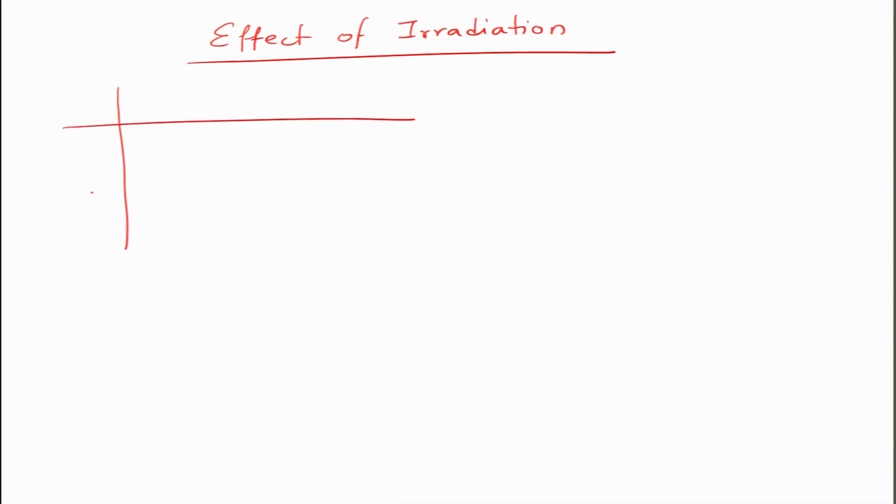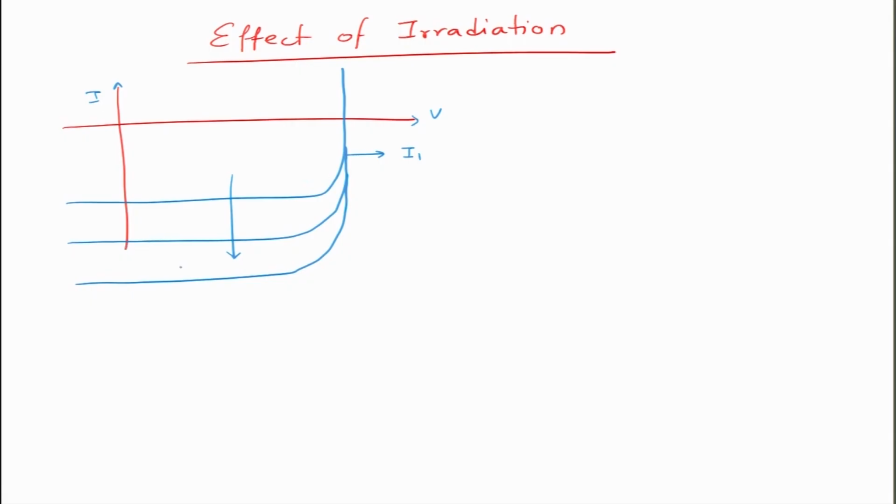Now we look at the effect of irradiation on this IV curve. So, let us say for a solar intensity I1, this is the IV curve you obtain. If you look at the equation, since the current is directly proportional to the intensity, if you increase the intensity, the curve should shift down. And you can keep going in this direction. Ideally speaking, this is how it should behave.